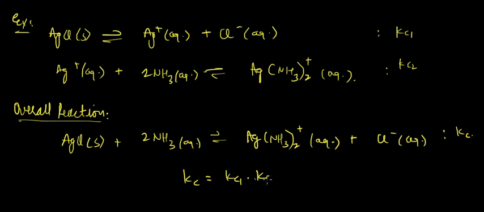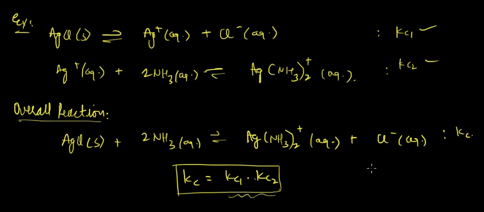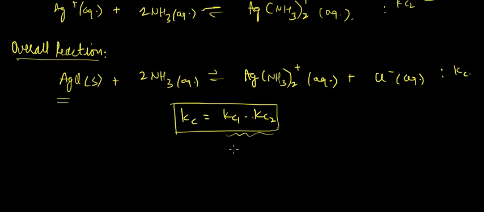This we also saw in the previous lecture, wherein we actually found out first the Kc1 and Kc2 of both the reactions, and then on multiplying we got Kc of the resultant reaction. Okay, so let's now discuss the units of equilibrium constants.